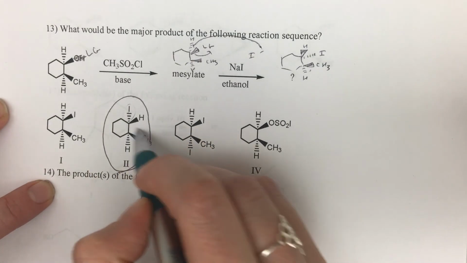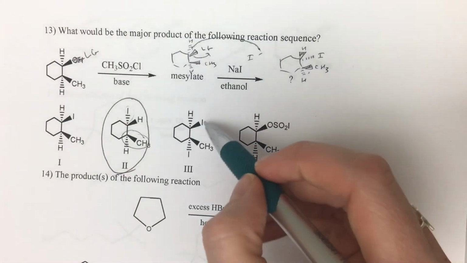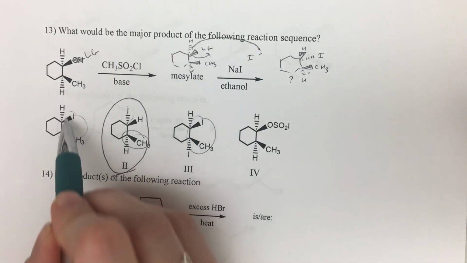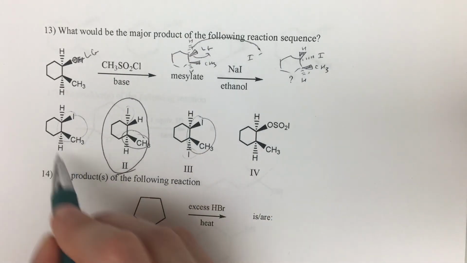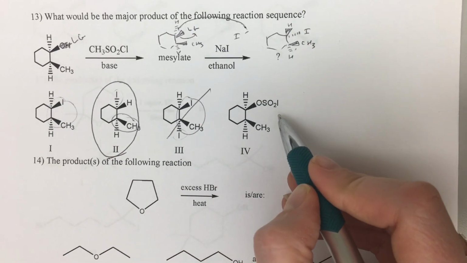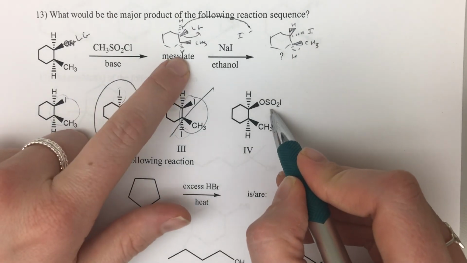So the right answer on that one looks like it's answer choice B to me, because your I is a dash and your CH3 is a wedge. Here they're the same. They're also the same, and you've added an I over here, which is not going to work at all. And then this is just left on the mesylate form, which is correct for the mesylate, but it's not the final product.